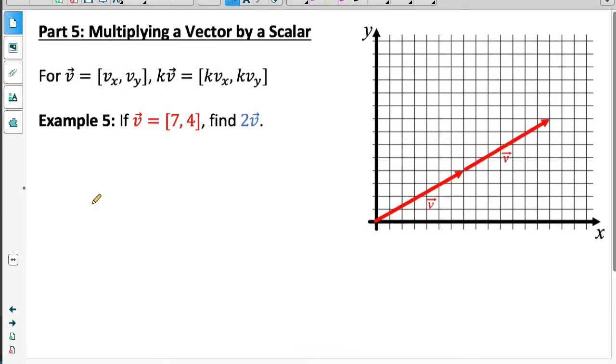Let's move on to multiplying vectors by a scalar. So if we want to multiply vector v by some scalar k, all we have to do is multiply the x and the y components of that vector by that scalar k.